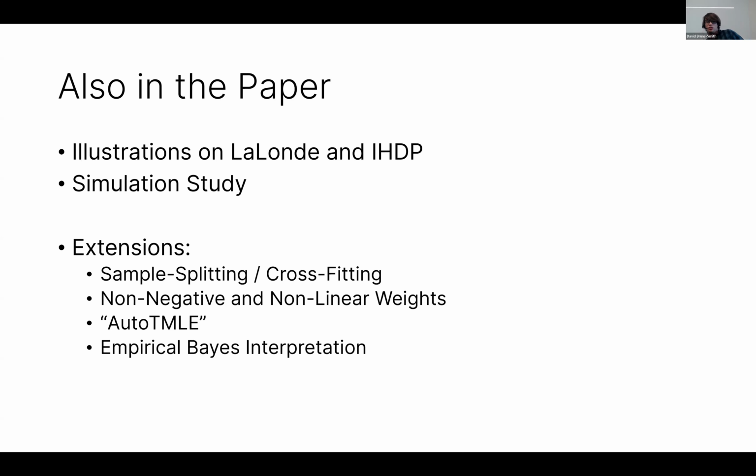We provide an extension to the TMLE. So instead of doing AutoDML, you do AutoTMLE, and we sketch basically how you would get our same result in that setting. And then finally, we give an empirical Bayes interpretation of this unshrinking phenomenon in a variety of different Bayesian hierarchical models.